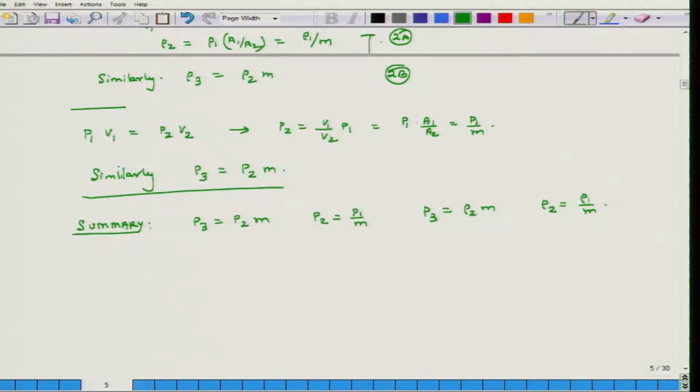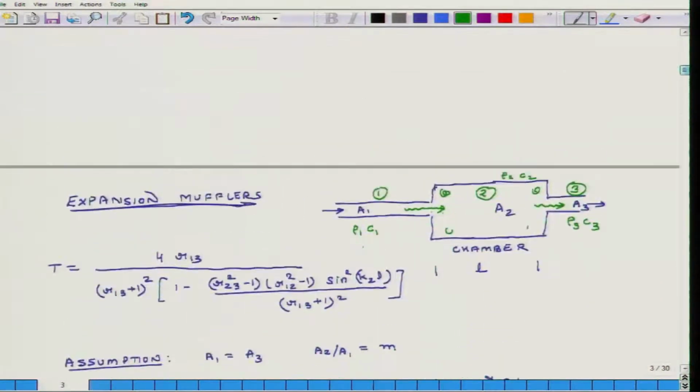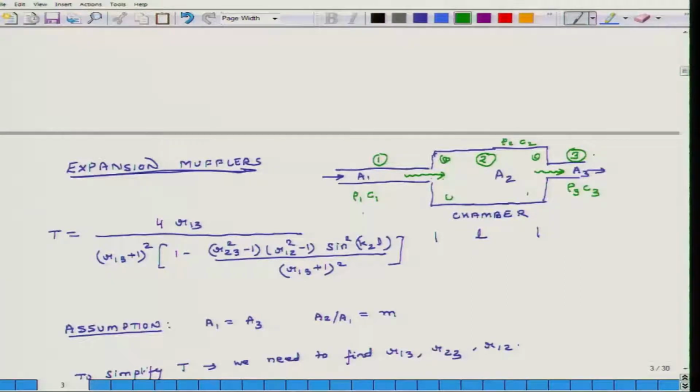So, going forward we will use these relations to compute these parameters rho 1 C1, rho 2 C2, rho 3 C3. Then from those parameters we will calculate R23, R12 and R13, and then we will find the value of the transmission coefficient. So, that part we will do in our next class, and till then have a great day, and we will meet once again tomorrow.